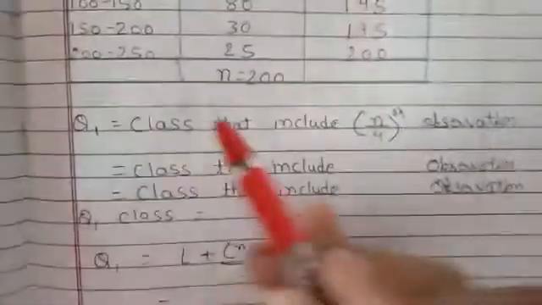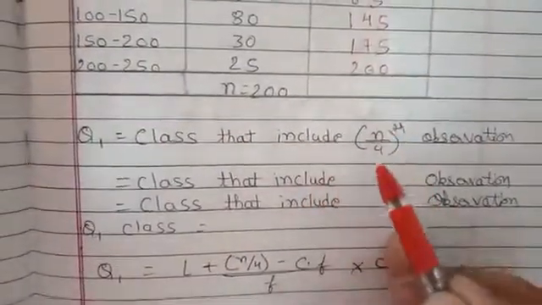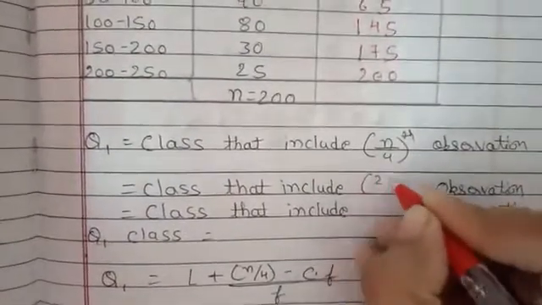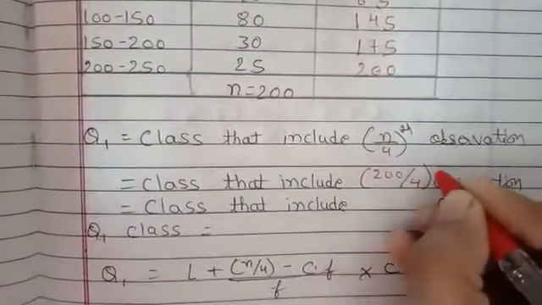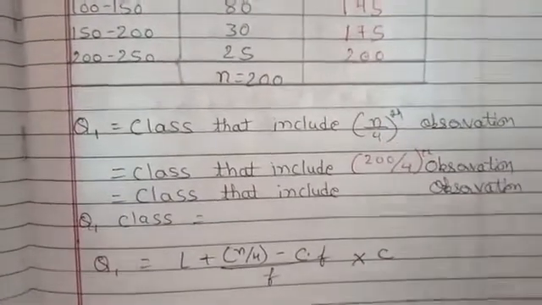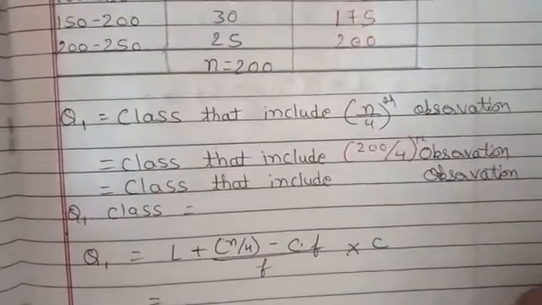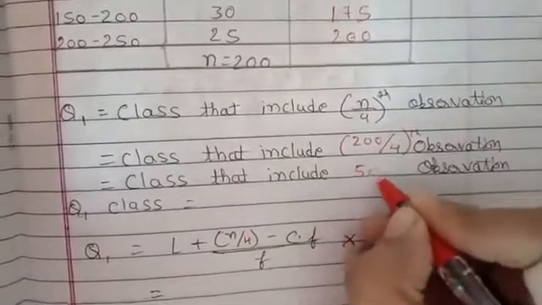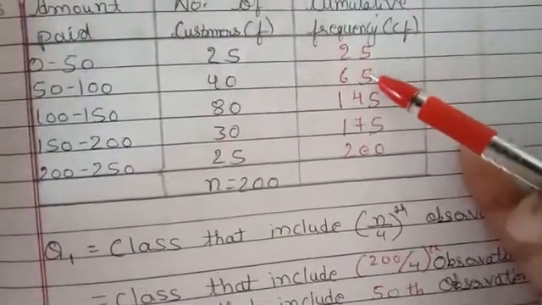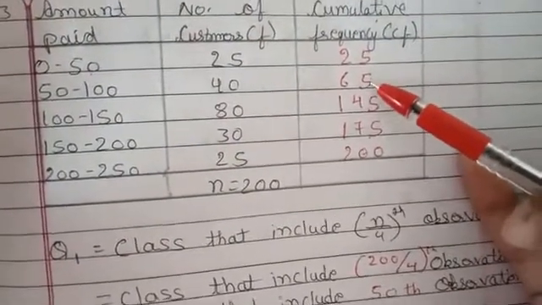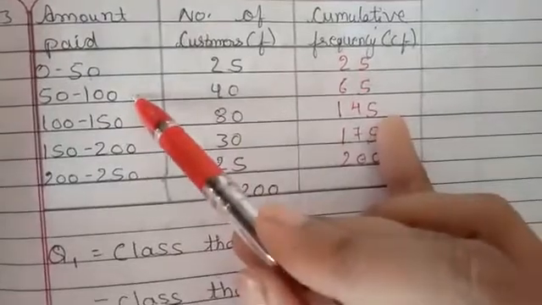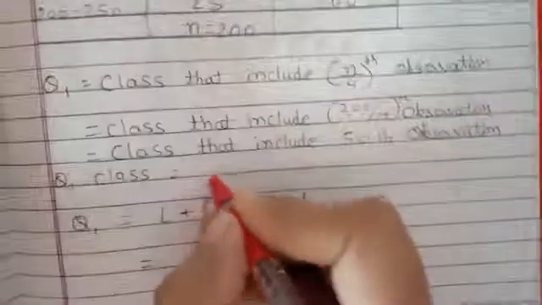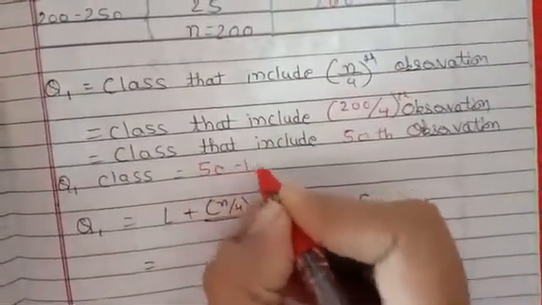Now for Q1, the class that includes the N upon 4th observation. What is your N? 200. So that is the class that includes the 200 upon 4th observation. 200 divided by 4, the value will come to 50. So the class that includes the 50th observation. Refer to your CF column. The 50th observation gets included in here. So the respective class is 50 to 100. So our Q1 class is 50 to 100.